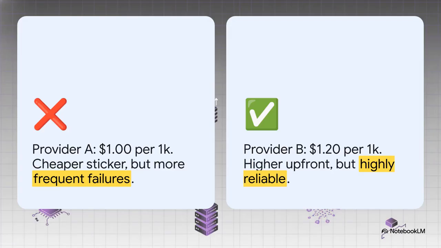Now, what's really interesting about this slide is how sticker prices can completely mislead you. Provider A advertises an incredibly cheap $1 per 1,000 requests. Provider B is 20% more expensive at $1.20. But look at the success rate. Provider A fails 20% of the time. Provider B almost never fails. If you go with Provider A, you're going to have to send significantly more requests, spend way more time handling errors, and write much more complex code just to get the exact same amount of usable data. Suddenly, that cheaper sticker price is a terrible deal.